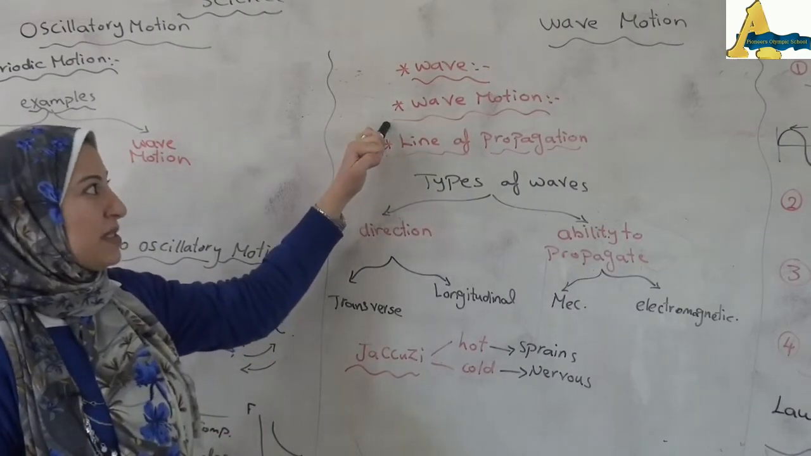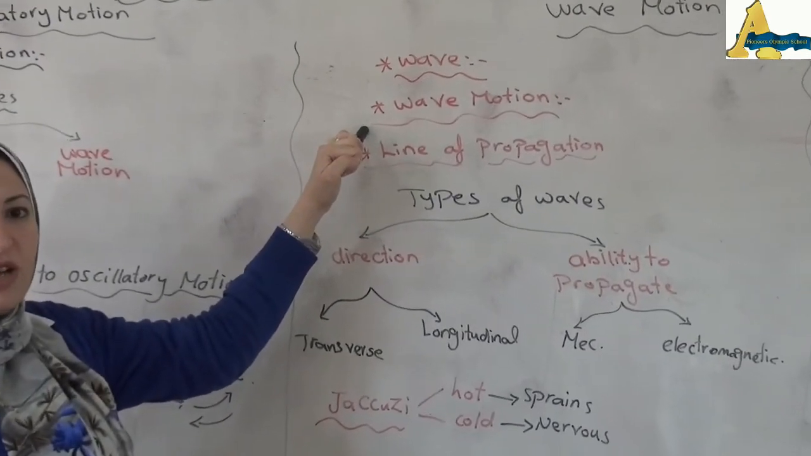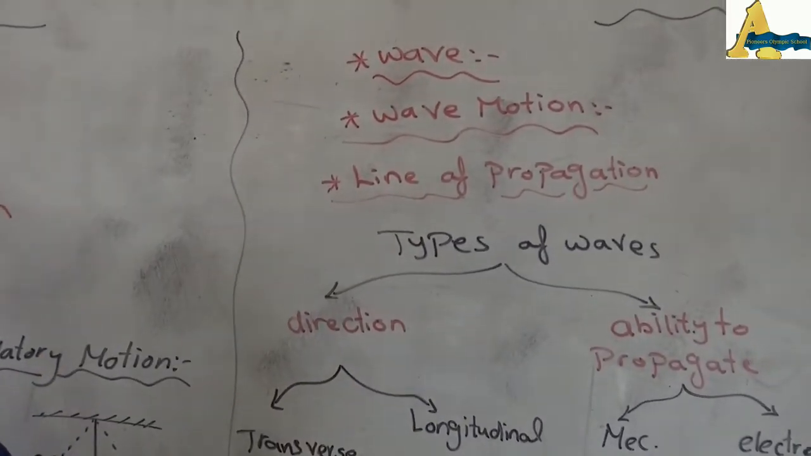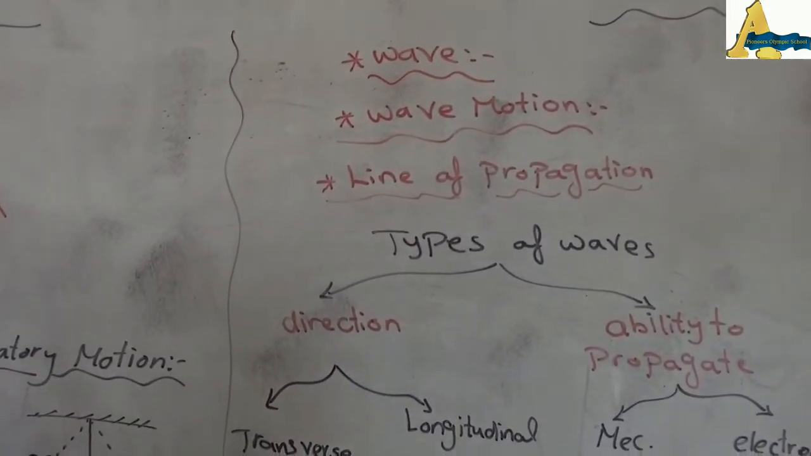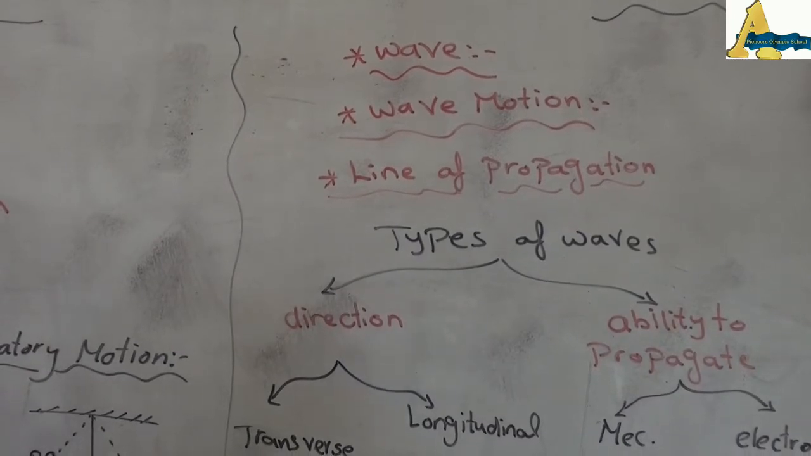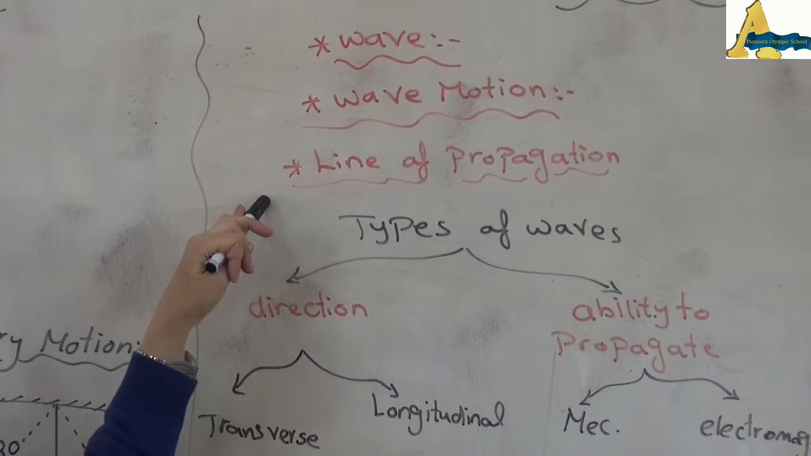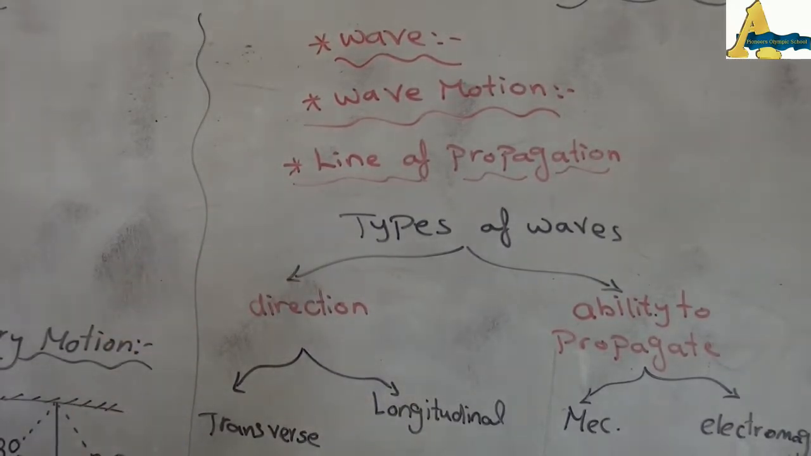Wave motion is the disturbance in the medium particles, or the motion of the medium particles that transfer the energy in the direction of propagation. What's meant by the direction of propagation? It's the direction in which the medium particles propagate or transfer the energy.